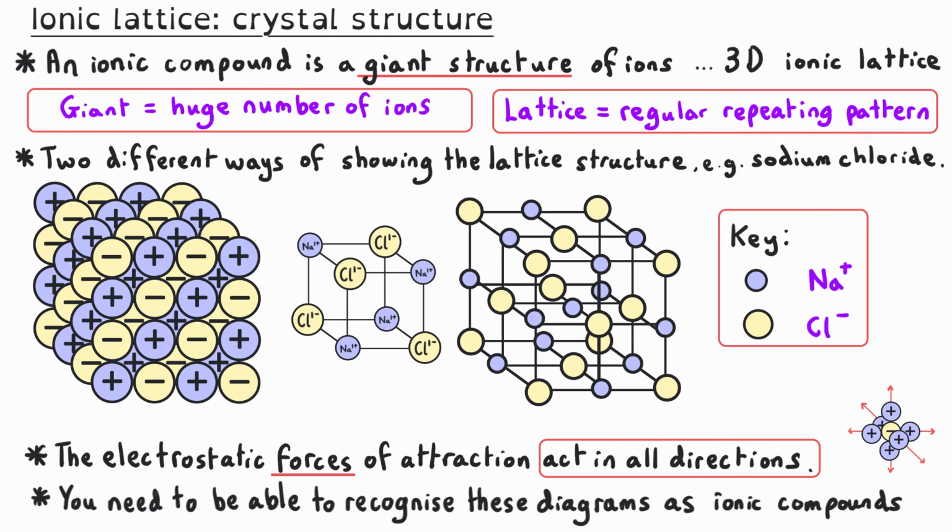And you need to be able to recognise diagrams like these as showing ionic compounds, and the big clues are of course the positive and negative charges, either shown on the ions themselves or in the key.